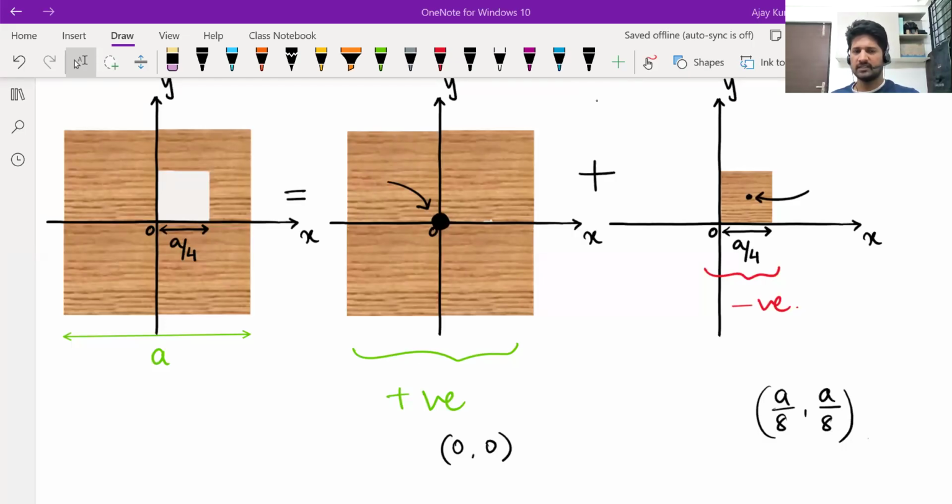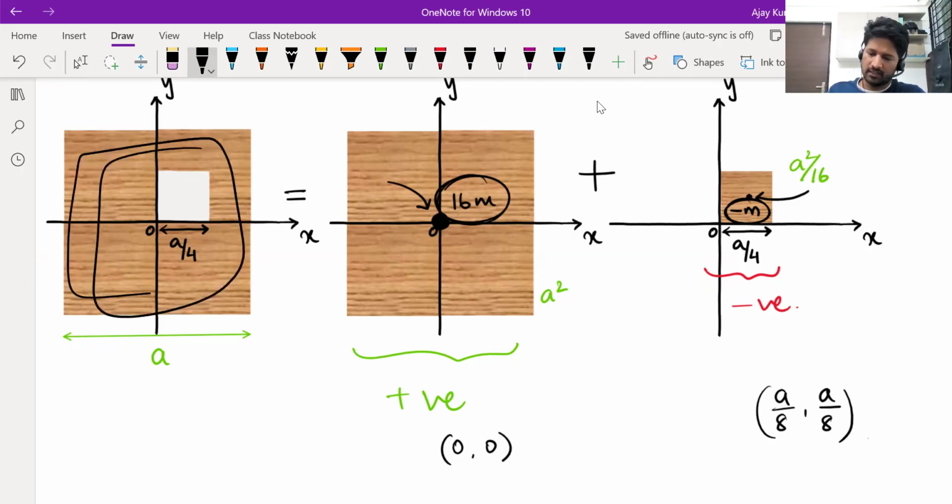Okay. Full square side is A, so full square area is A square. Removed part side is A by 4. Its area is A square by 16. So the ratio is 1 is to 1 by 16, or you can say 16 is to 1. Therefore, you can assume a mass 16m to be present here and a mass minus m to be present here. From that 16m, if you remove the m, you get this remaining mass. That is the original system that is given to you.